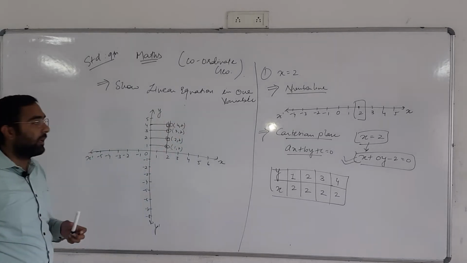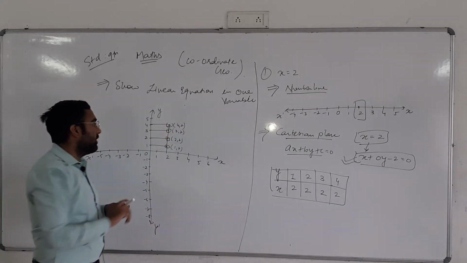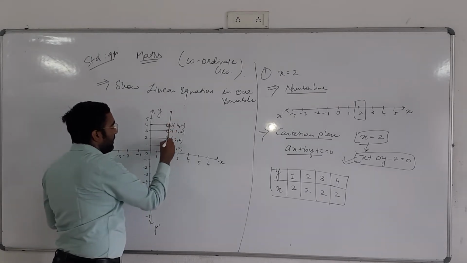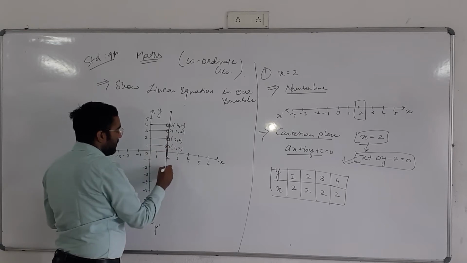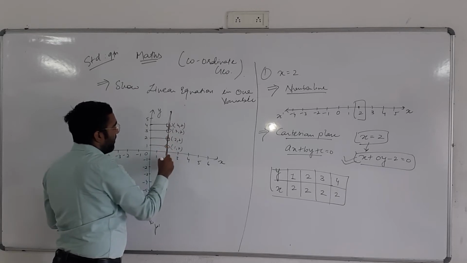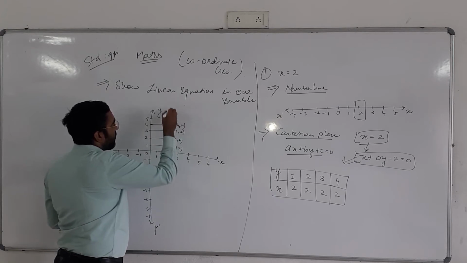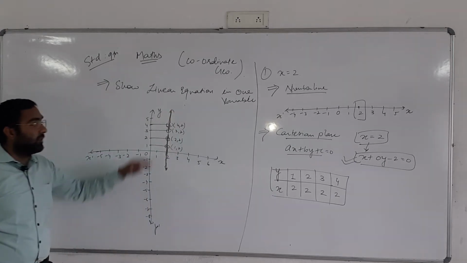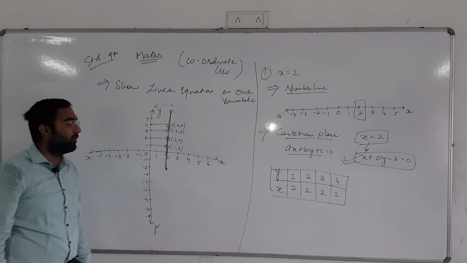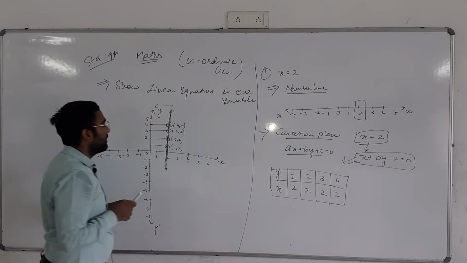Okay, I found the straight line that is parallel to the y axis. This is my straight line that is parallel to the y axis. Okay, then this is your graph and this is your answer.